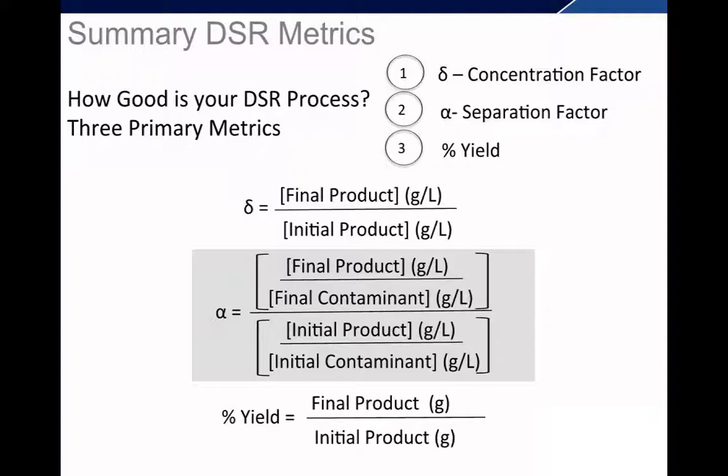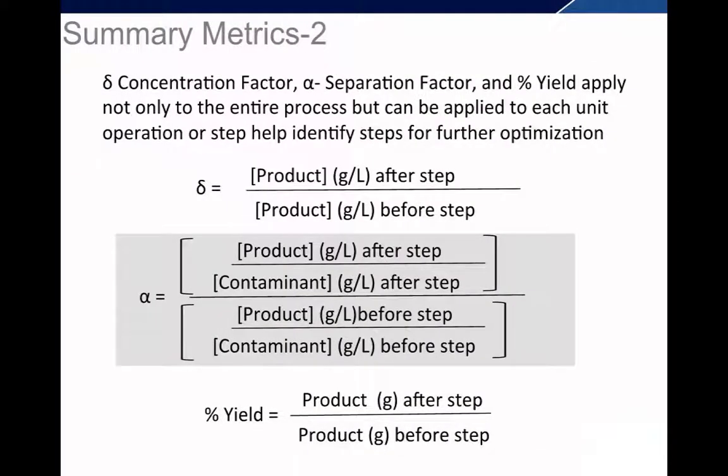And the last metric is the percent yield. It's basically how much of the product did you get out of the downstream over how much did you put in, right? So obviously if you have a very pure product but you lose 99% of it, that's not good, right? So you'd like to be able to keep most of the product as well. So the delta, the concentration factor, the alpha, the separation factor, and percent yield apply not only to the entire process, but can be applied to each unit operation or step to help identify steps for further optimization, right? So you have the whole downstream, you can have a delta, alpha, and percent yield, but you also have a delta, alpha, or percent yield for each step, right?